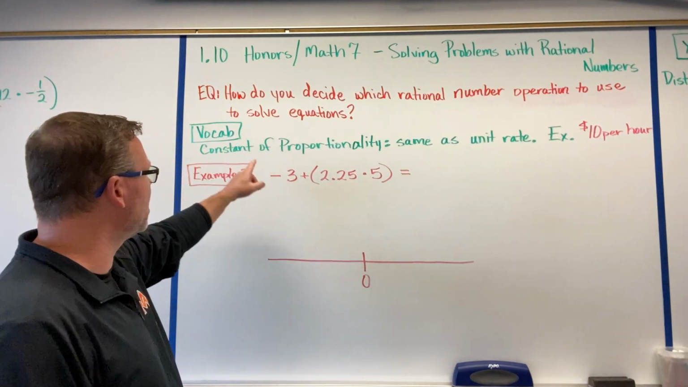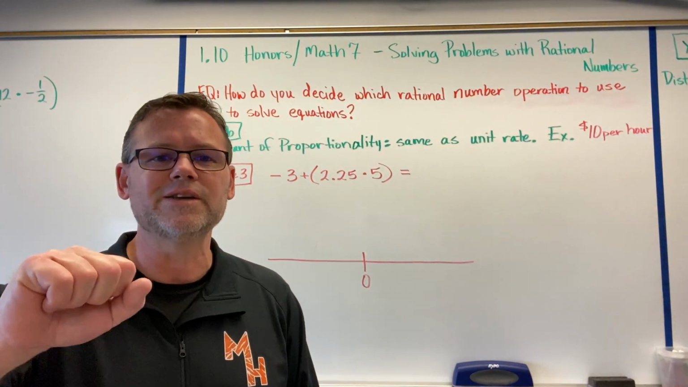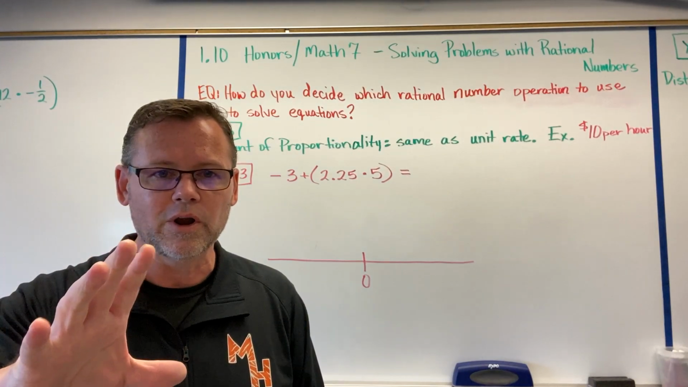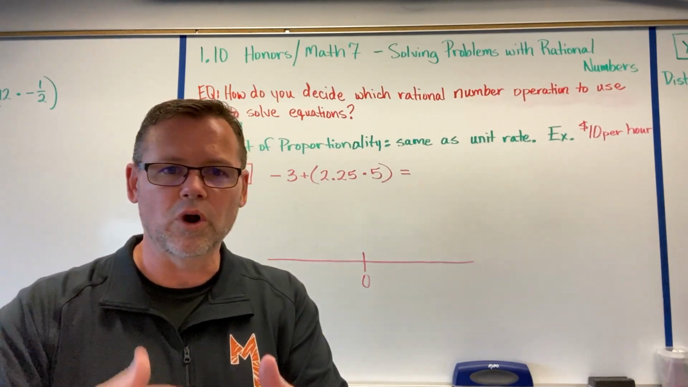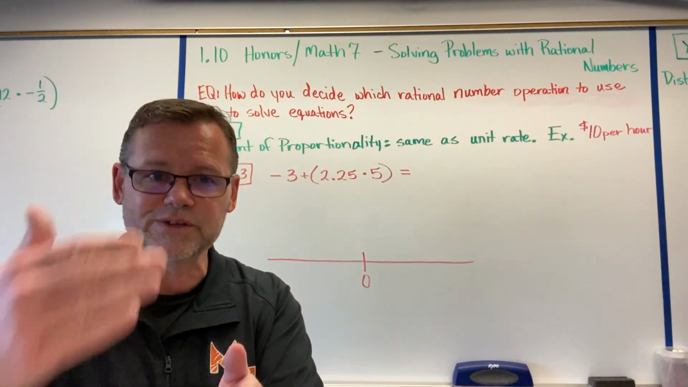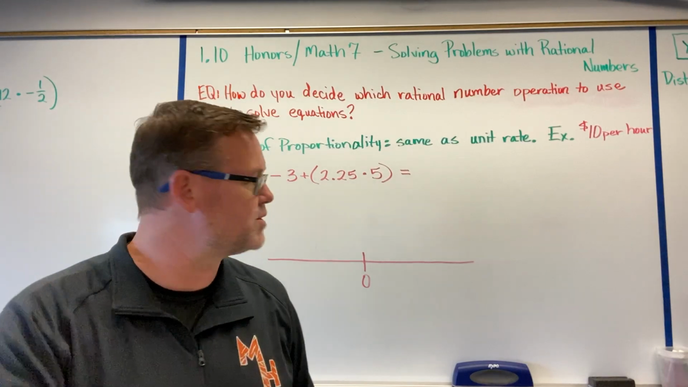Our vocab is constant of proportionality. We have to realize that the constant of proportionality is the same as unit rate. In other words, $10 per hour. The best example I can think of is that you go through and you work. If you work 3 hours, you're going to make $30. It's constant. It keeps on going the same. The more hours you work, the more money you make. Okay, and that's what this is about.